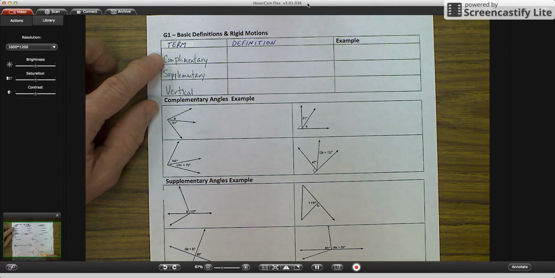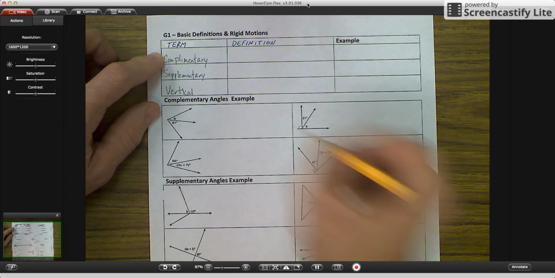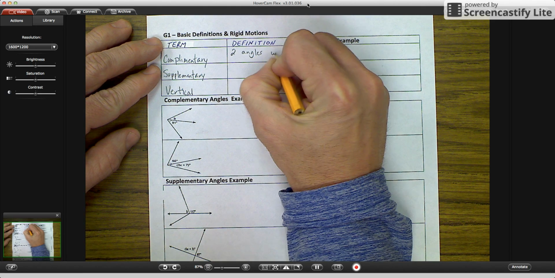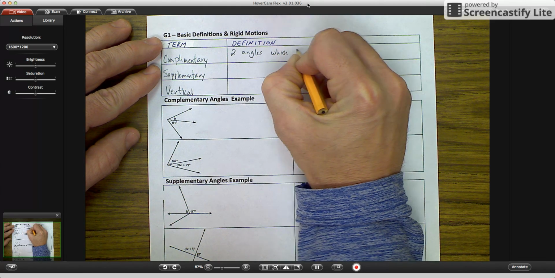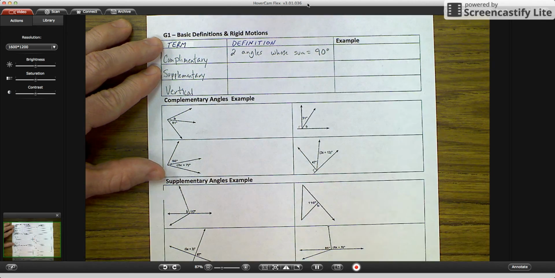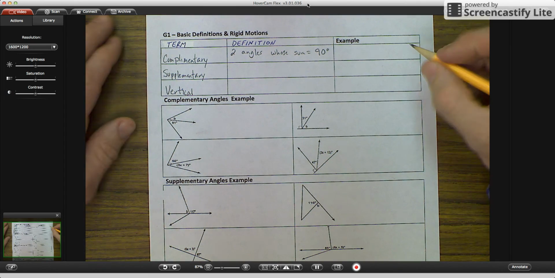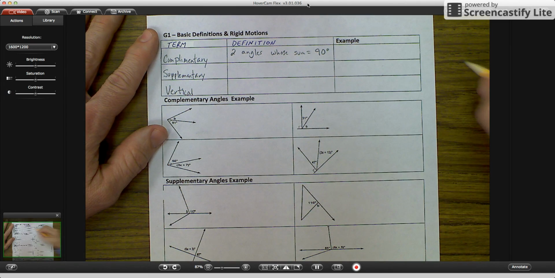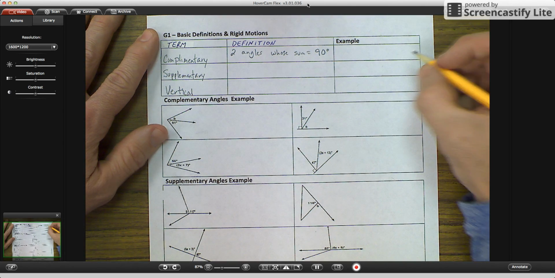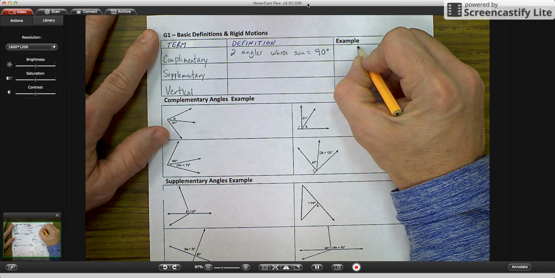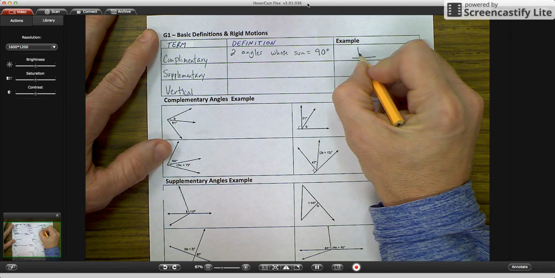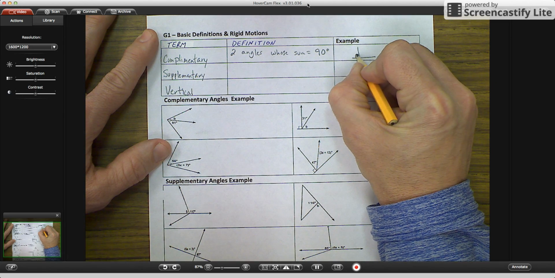So complementary angles, the definition of a complementary angle are two angles whose sum equals 90 degrees. And when you are talking about a sum, you're talking about adding together. So two angles that when added together equal 90 degrees. So an example, and with all the examples that you're going to see of complementary angles, they have to equal 90 degrees. So you're going to want to look for the 90-degree box.